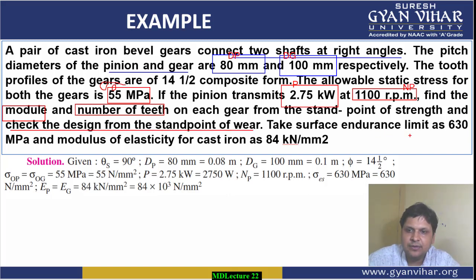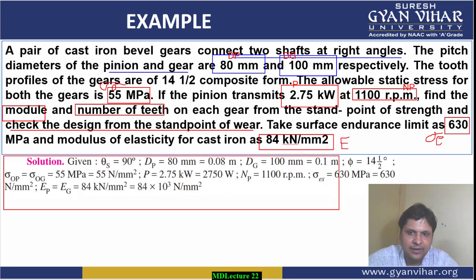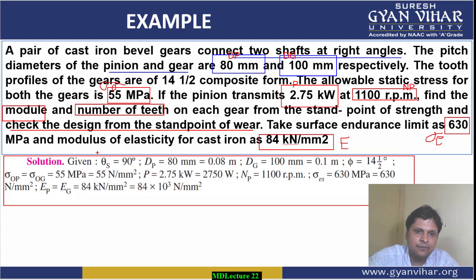The surface endurance limit we will take as 630 megapascal, and the modulus of elasticity we will take as 84 kilonewton per millimeter square. So the endurance limit is sigma E, and 84 is the modulus of elasticity E, for cast iron. Whatever details are given to us, we have first of all compiled. Since the angle between the two shafts is 90 degrees, theta S is 90 degrees. We have been provided with the diameter of the pinion and the diameter of the gear. Then the pressure angle is also given to us as 14.5 degrees.